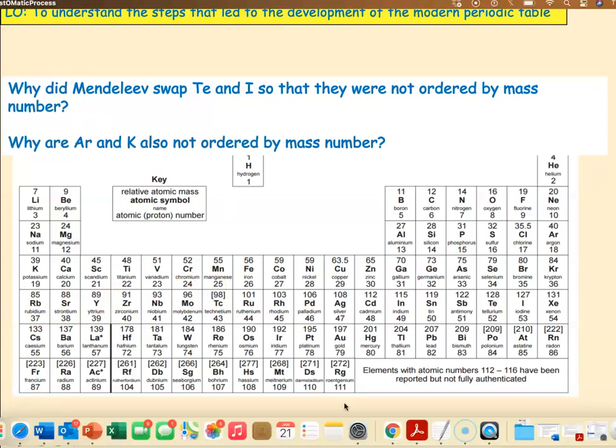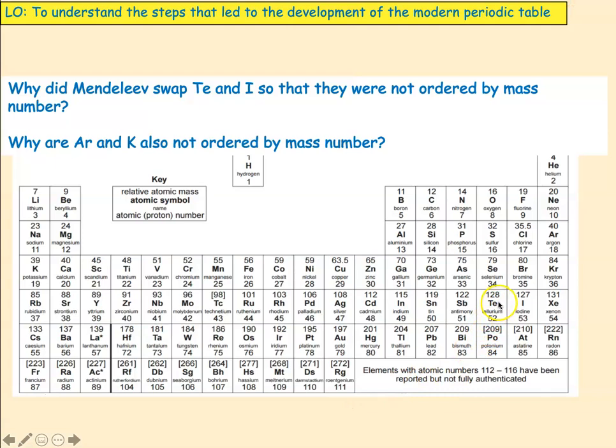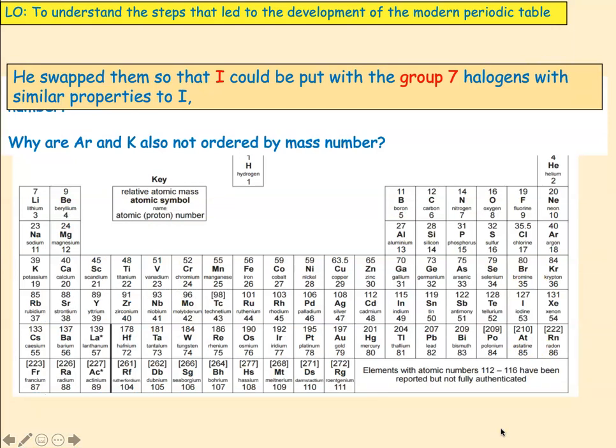Okay, welcome back. Why did Mendeleev swap tellurium and iodine so that they were not ordered by mass number? Tellurium has a mass of 128, whereas iodine has a mass of 127. So really, tellurium should be in with the group 7 elements. But he thought iodine fitted better with those properties of group 7, so he swapped them round so that iodine could be put with the group 7 halogens.